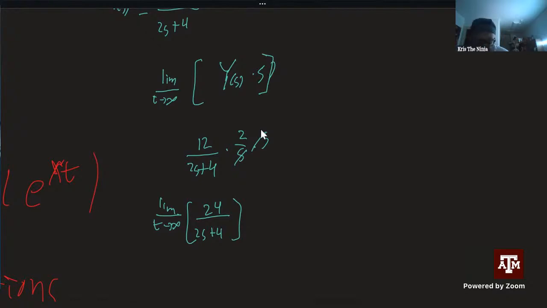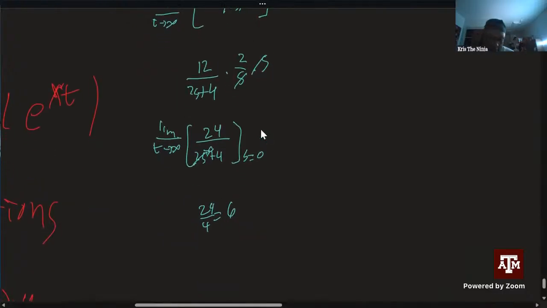If we set S equals 0, that takes this out of the equation, this goes to 0. So now you have 24 over 4, and that gives us 6. So the final value of y(t) is 6.